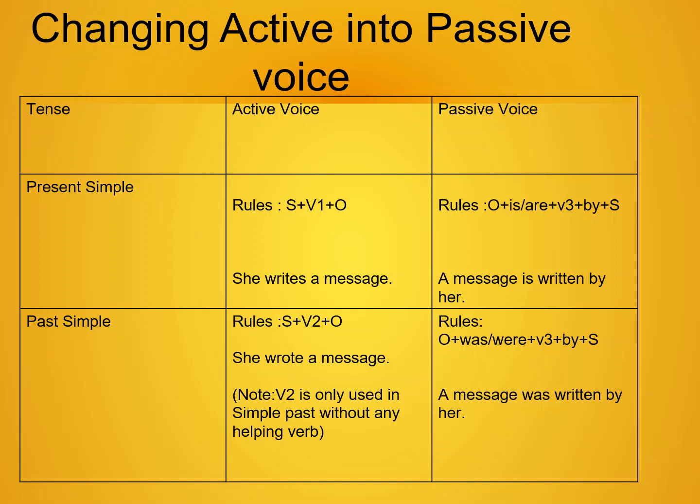In past simple, the active voice is she wrote a message, and the rule is subject plus V2 plus object. In passive voice, it changes to object plus was/were plus V3 plus by plus subject. Here we need to know one thing, that V2 is only used in simple past without any helping verb. Then we can see the sentence in passive voice, a message was written by her.